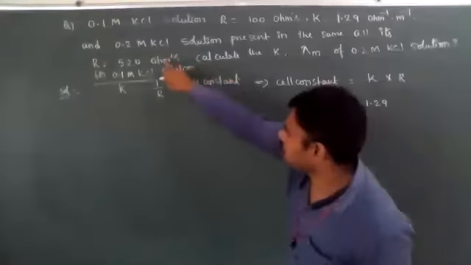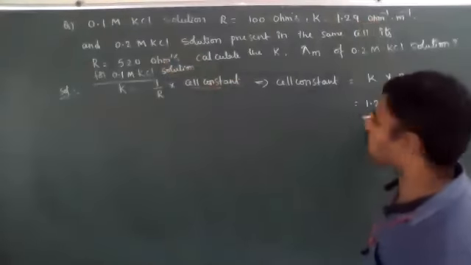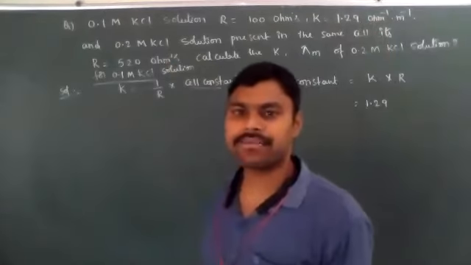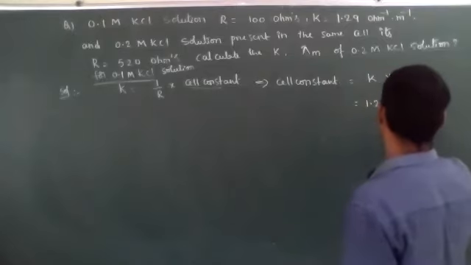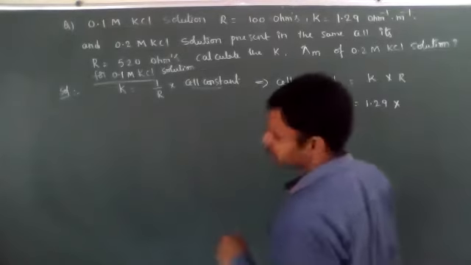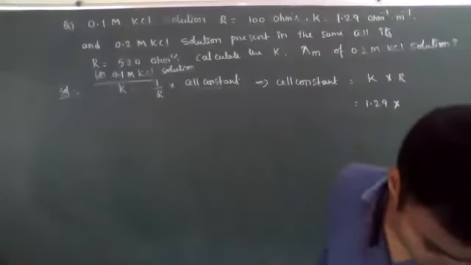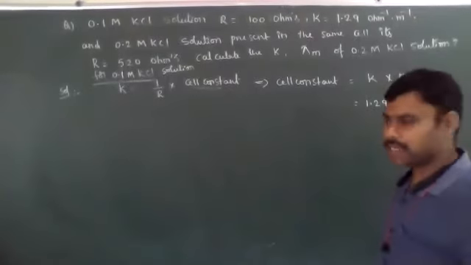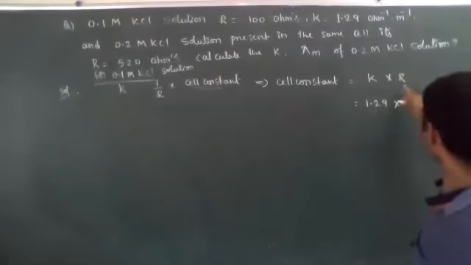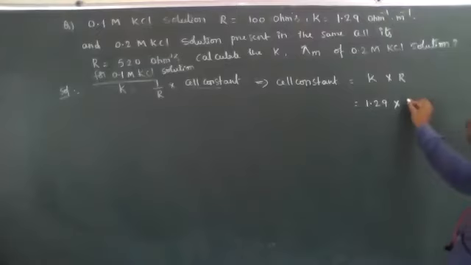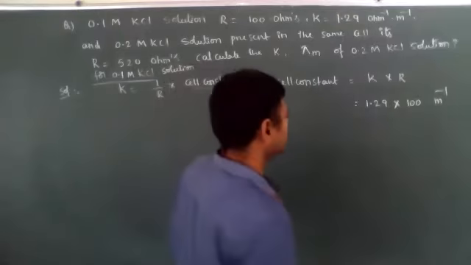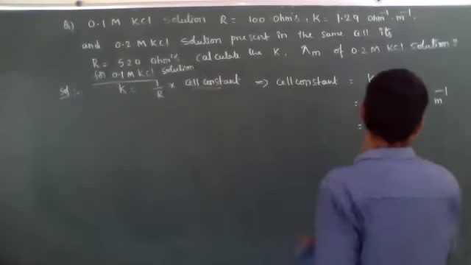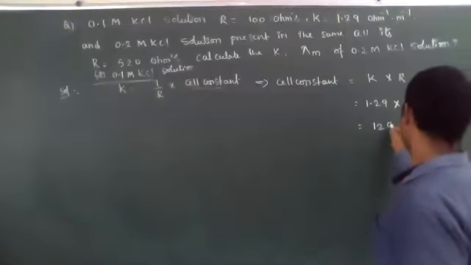Here ohms and ohm inverse will cancel. Then the cell constant value will come in meter inverse. 1.29 into R value, how much? 100. This is in meter inverse. So it is equal to how much? 129 meter inverse.